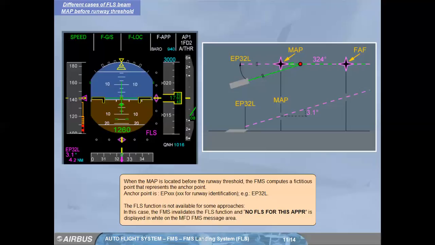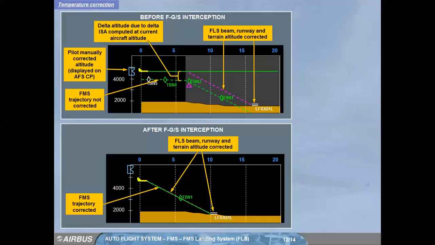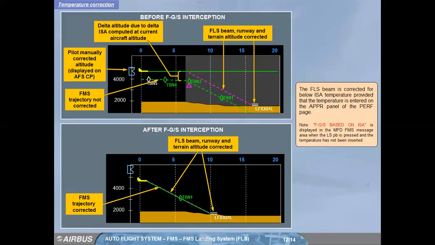In this case, the FMS invalidates the FLS function, and "No FLS for this approach" is displayed in white on the MFD FMS message area. FLS beam is corrected for below azimuth temperature, provided that the temperature is entered on the approach panel of the PERF page. Note: "FGS based on azimuth" is displayed in the MFD FMS message area when the LS push button is pressed and the temperature has not been inserted.